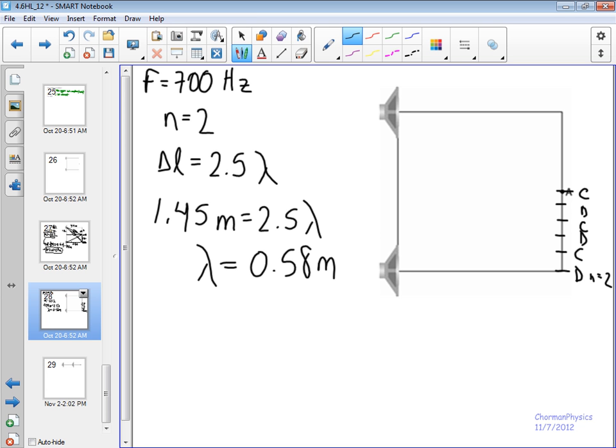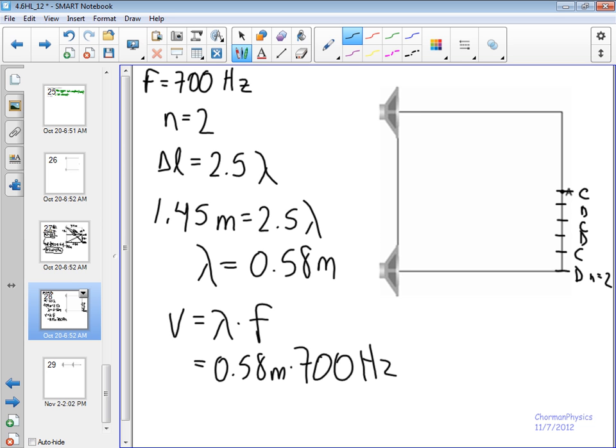Now we just want to figure out what is the speed of sound in air. Well, as long as we have lambda and f, we can figure that out. 0.58 meters times 700 hertz, and when you plug that in, you should end up with 406 meters per second. And no, I'm not paying attention to sig figs here. Forgive me. So 400 meters per second with sig figs there.